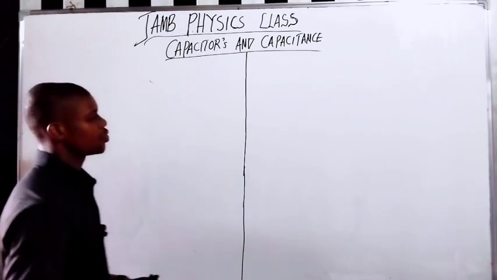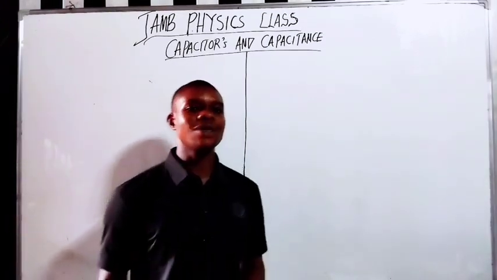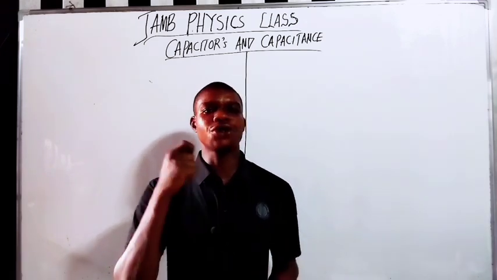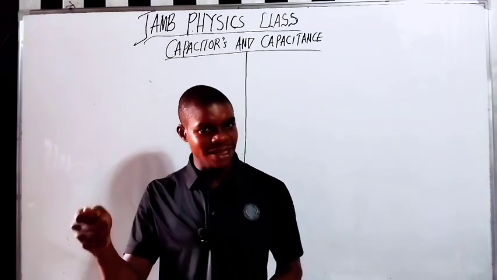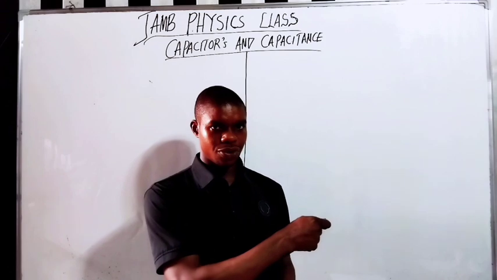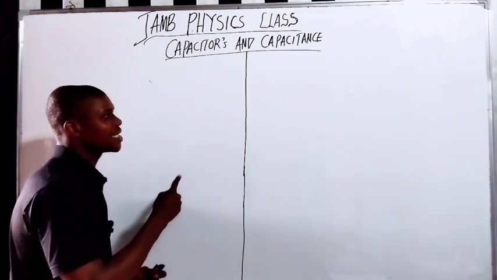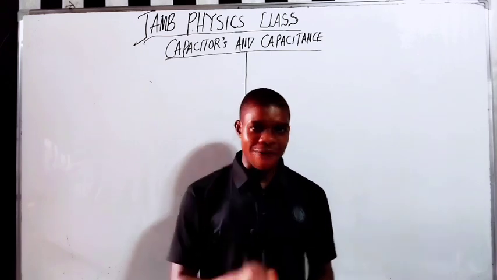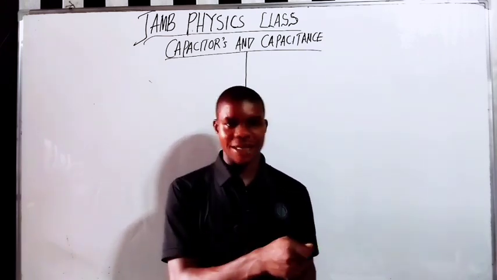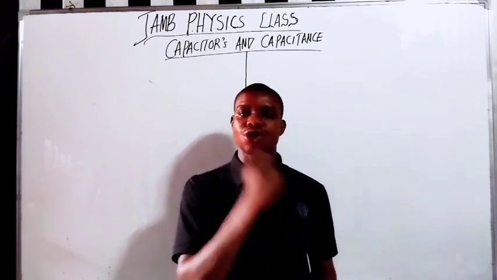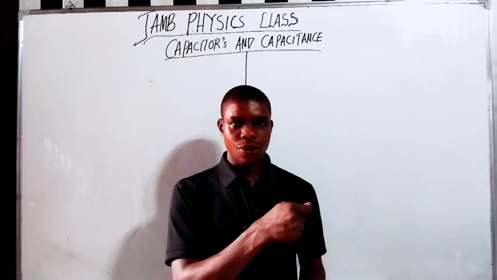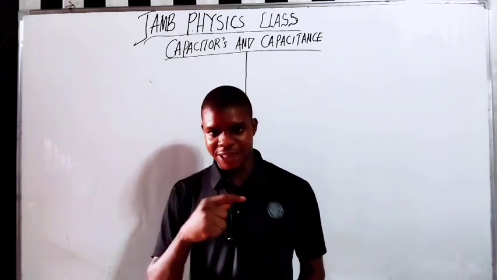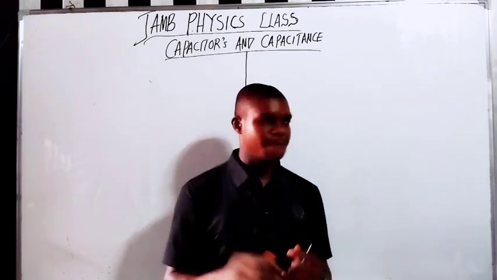So what is a capacitor? Capacitors are devices used to store electric charges. Those devices that are used to store electric charges are called capacitors. Then what do we mean by capacitance of a capacitor? Capacitance of a capacitor is defined as the ratio of charge stored in the capacitor to the potential difference across the plates, or between the two plates.